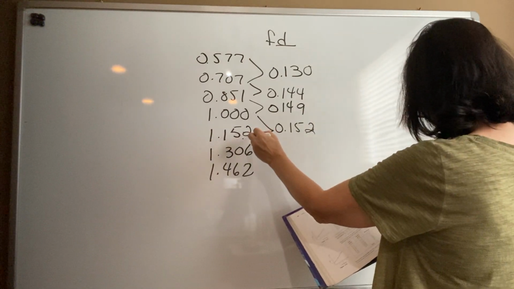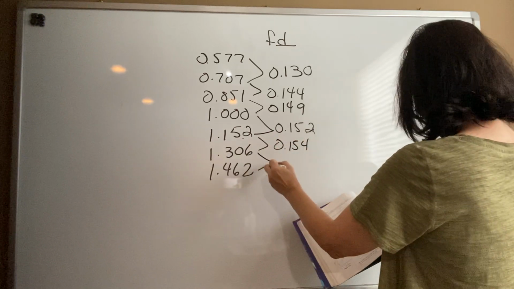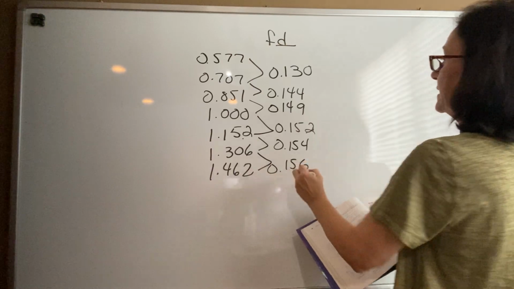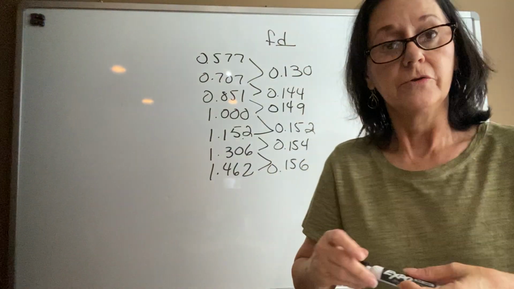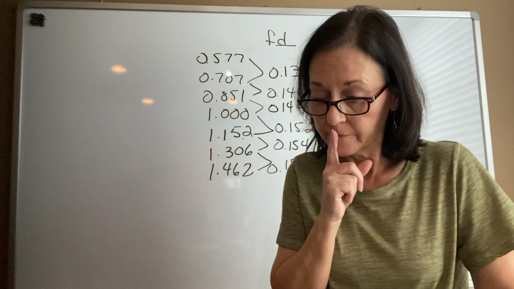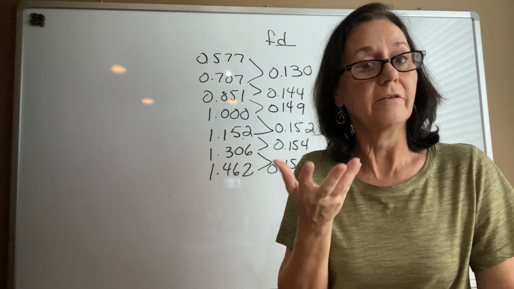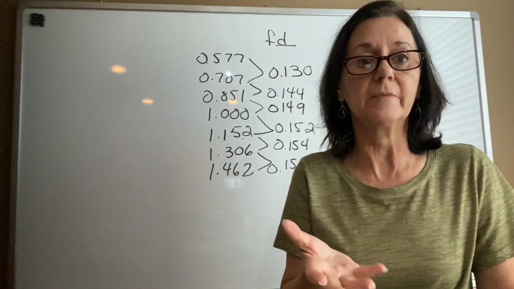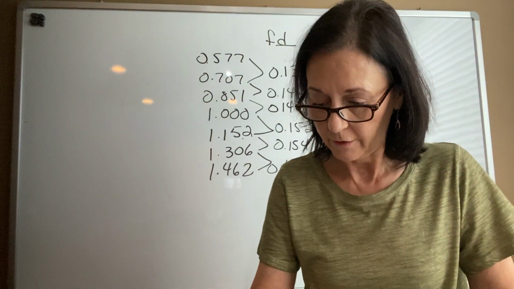1.306 minus 1.152 is 0.154. 0.156. They are all close to the same value. So I would conclude that a linear model would fit it. Now, looking at the finite differences just tells me, does a linear model fit it? It doesn't give me a linear model.